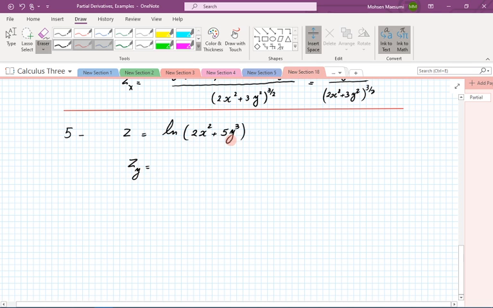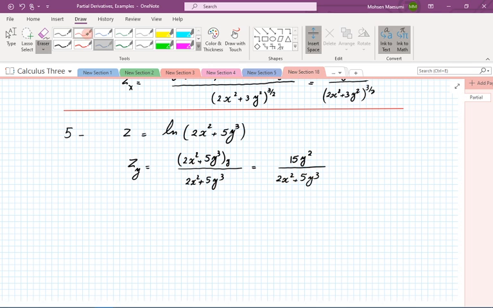Derivative of logarithm, you remember, was u prime over u. So now it becomes u sub y over u, meaning the interior function, whatever it is, you have to differentiate it with respect to y and then divide by the interior function. So here we indicated what we are supposed to do, and then in the next stage we actually do it. Well, the derivative of this with respect to y, we have practiced that, 15y squared over 2x squared plus 5y cubed. So that was another example.